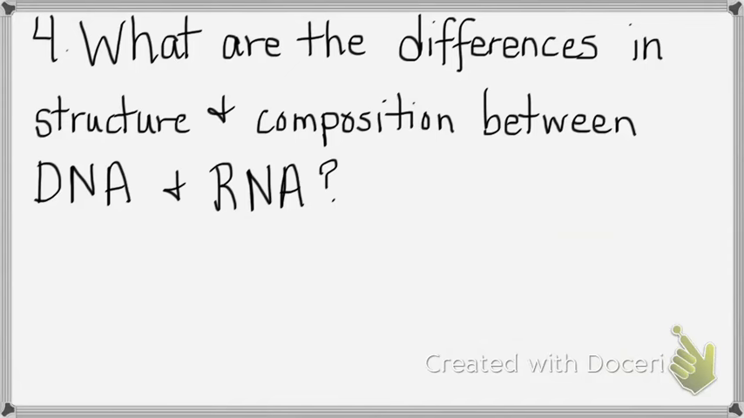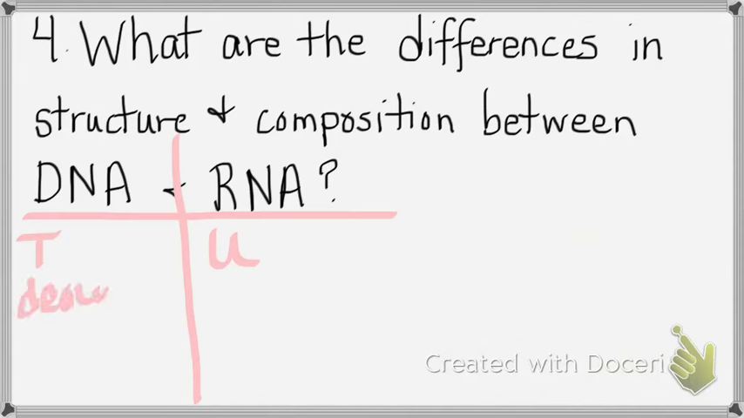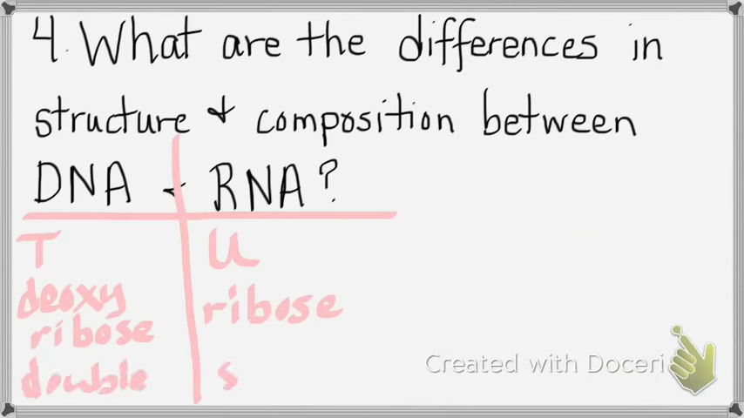Okay, I need some differences in structure and composition comparing DNA to RNA. I'm just going to make a little table here because I'm lazy. DNA has T and RNA has U. What else? Deoxyribose versus ribose. This one has deoxyribose, and RNA has ribose. I need one more thing. Double-stranded, and that's right, single-stranded.